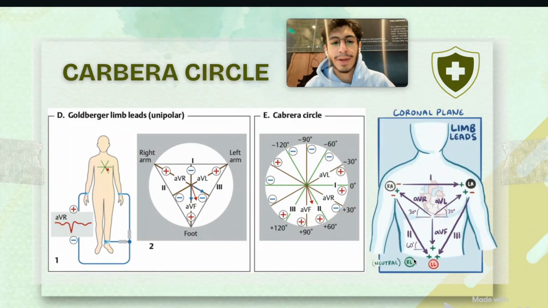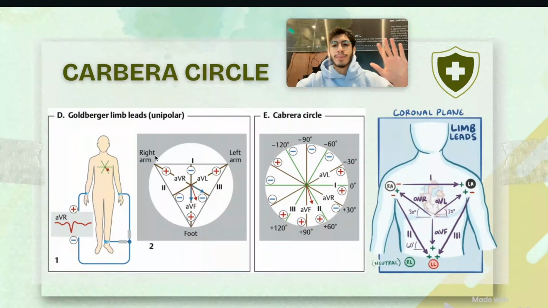This looks very complicated, but trust me, this is very easy. So we have 3 leads that we know about. First, we have lead 1, lead 2, and lead 3. Lead 1 is a horizontal lead. It goes from the right arm, which is left on your screen, over here to the left arm, negative to positive.